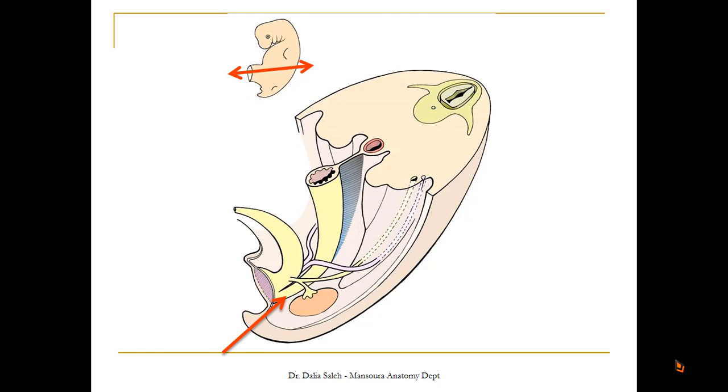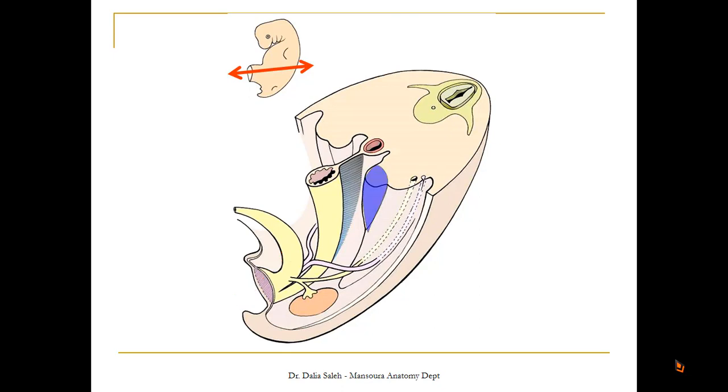But actually, at this stage, the cloaca has already been divided by the urorectal septum into a posterior anorectal part and an anterior urogenital part. So the hind gut now terminates at the anorectal part of the cloaca. Thus, the ventral part of the cloaca is the urogenital sinus.